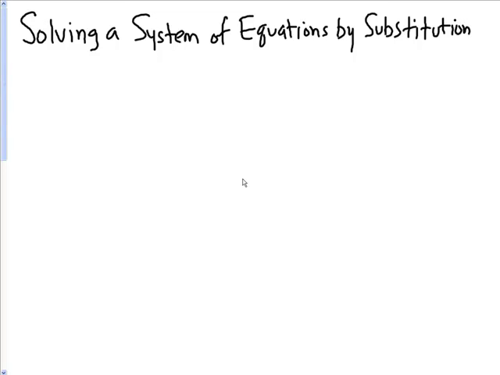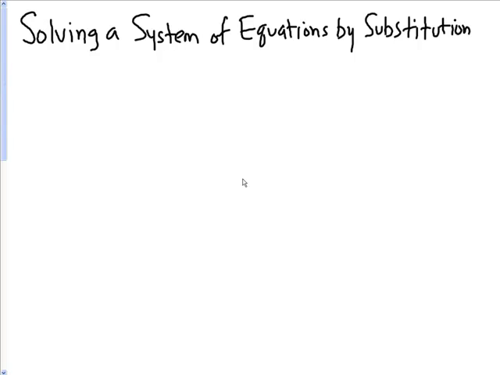Now let's learn about solving a system of equations by substitution. Let's pretend you have a system of equations and you want to know where the graphs of the two equations intersect, if they intersect at all, or if there is a solution. You don't have any graph paper or you don't feel like graphing it. Well, all hope is not lost. We can still solve this system by substitution.